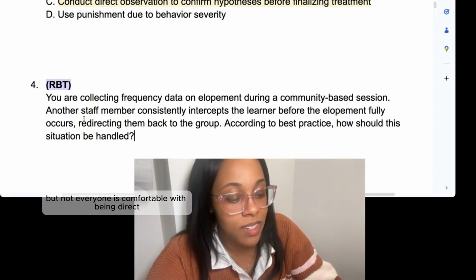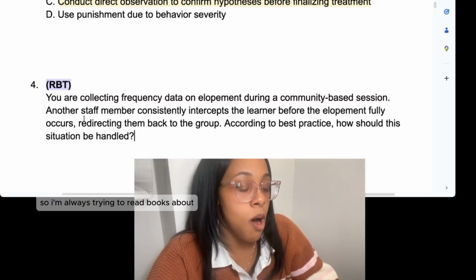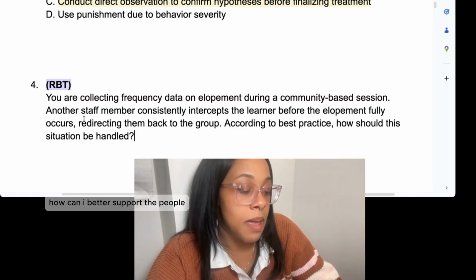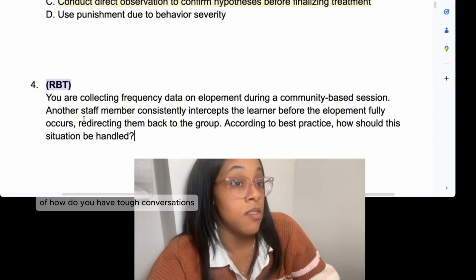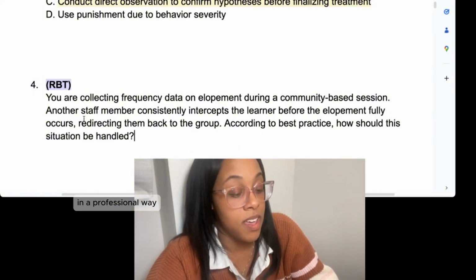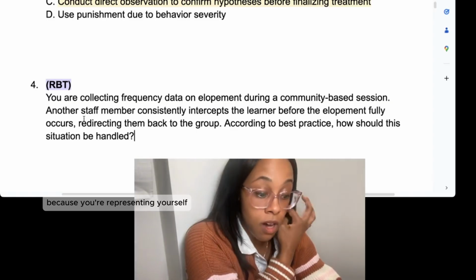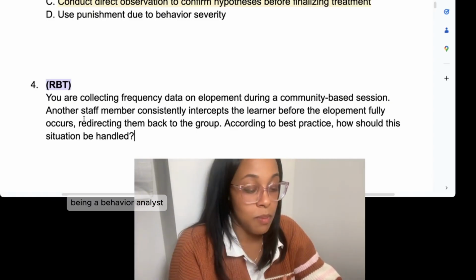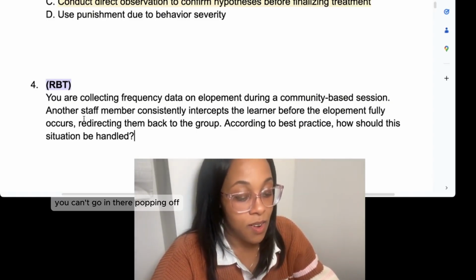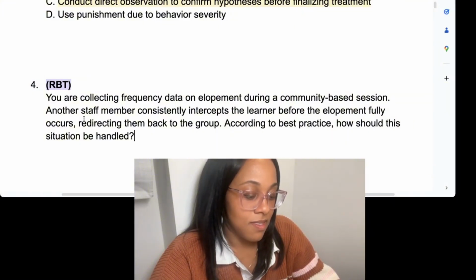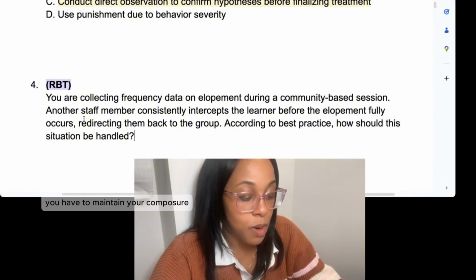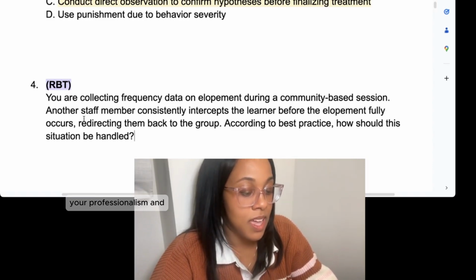But not everyone is comfortable with being direct. So I'm always trying to read books about how I can better support the people who come to me for mentorship, of how do you have tough conversations in a professional way? Because you're representing yourself, you're representing being a behavior analyst. You can't go in there popping off. You have to maintain your composure, your professionalism.